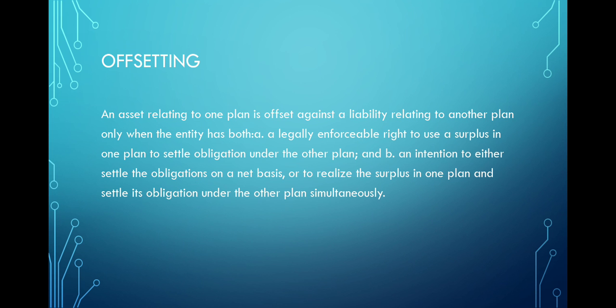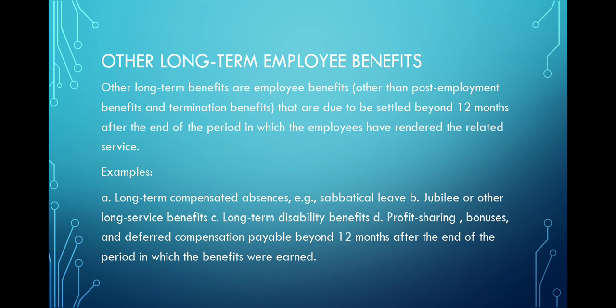Offsetting. An asset relating to one plan is offset against a liability relating to another plan only when the entity has both A, a legally enforceable right to use a surplus in one plan to settle obligations under the other plan, and B, an intention to either settle the obligations on a net basis or to realize the surplus in one plan and settle its obligation under the other plan simultaneously.